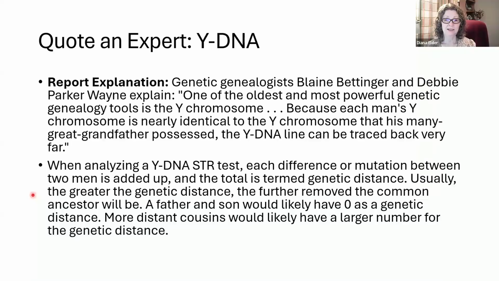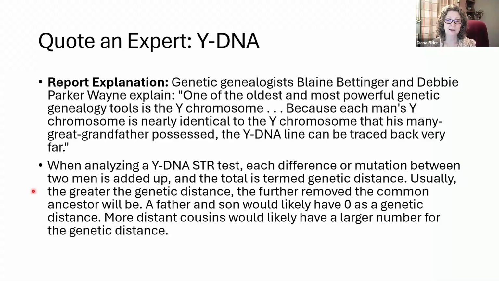So when analyzing a Y-DNA STR test, each difference or mutation between two men is added up, and the total is termed genetic distance. Usually, the greater the genetic distance, the further removed the common ancestor will be. A father and son would likely have 0 as a genetic distance. More distant cousins would likely have a larger number for the genetic distance. So, this is a pretty simple explanation.